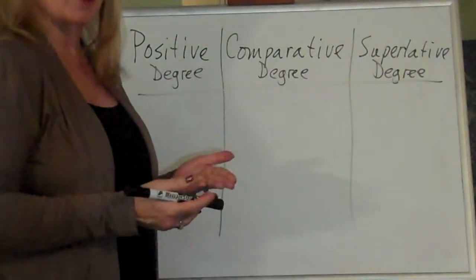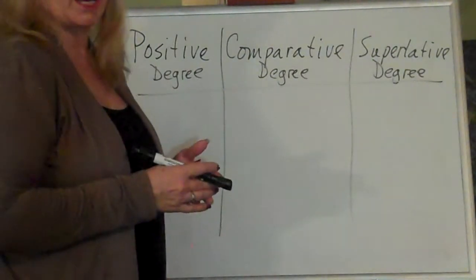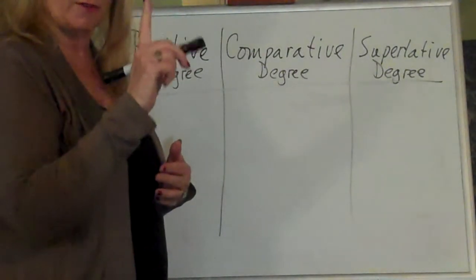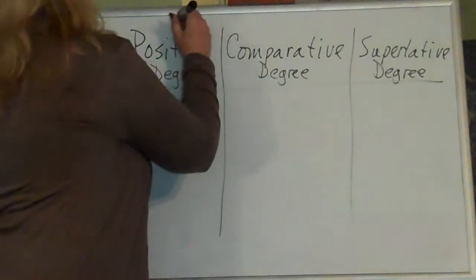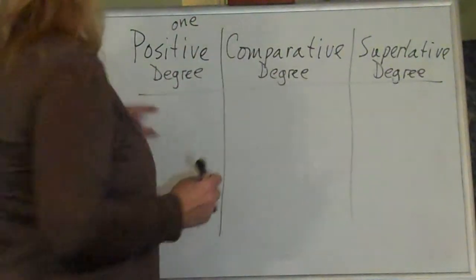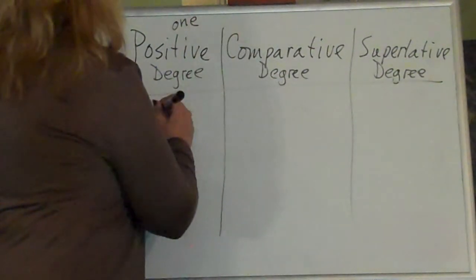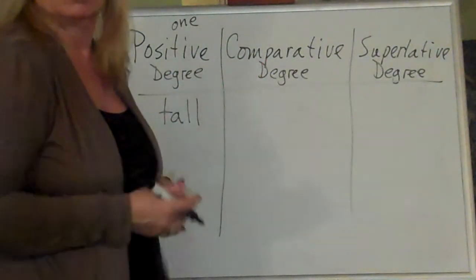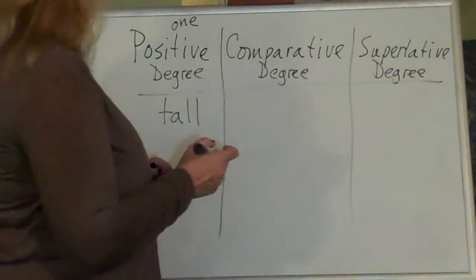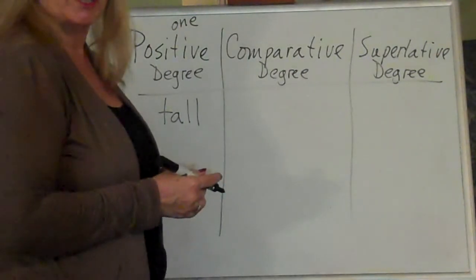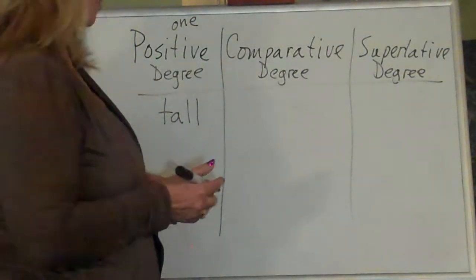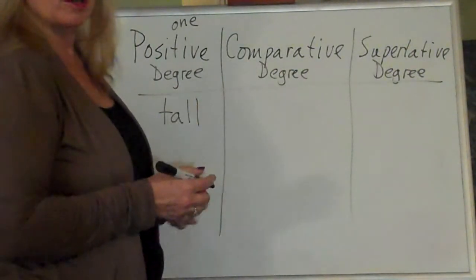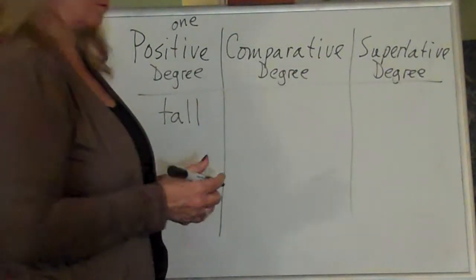If I'm talking about somebody, let's say, and I want to say that person is tall, that is how I would describe that person if it's just one thing. Positive degree is when I'm just making a statement about one person or thing, like Vicky is tall, kind of. Then let's say I were going to talk about one of my sisters. I could say that my sister is taller than I am.